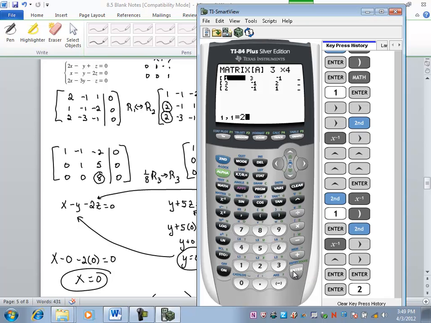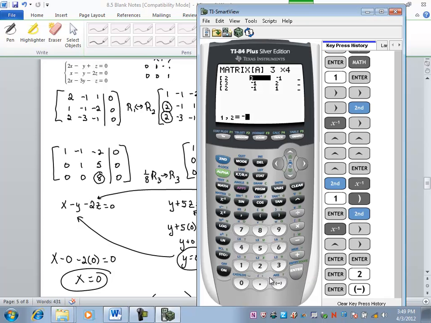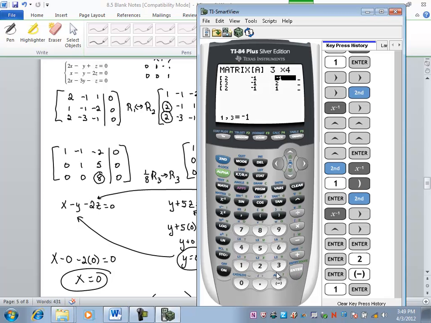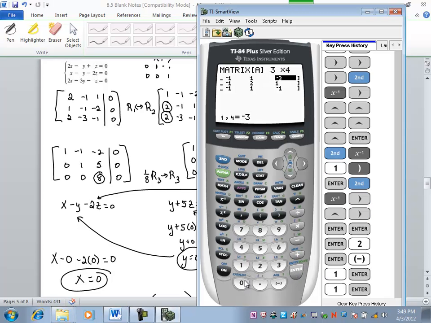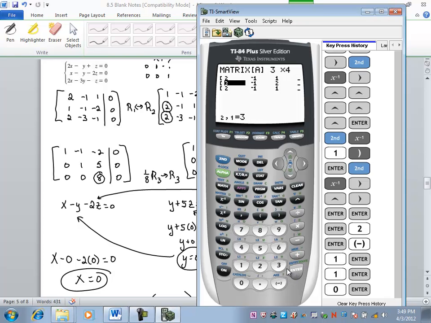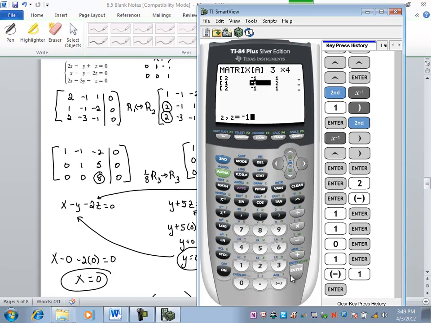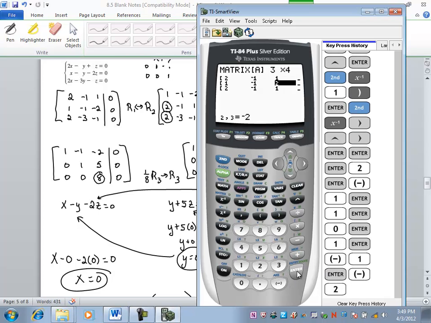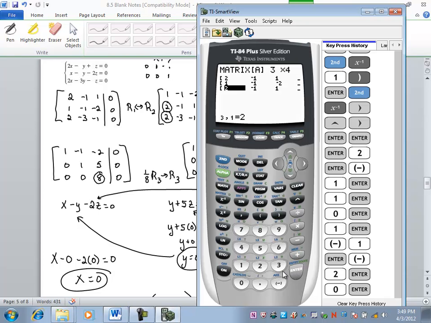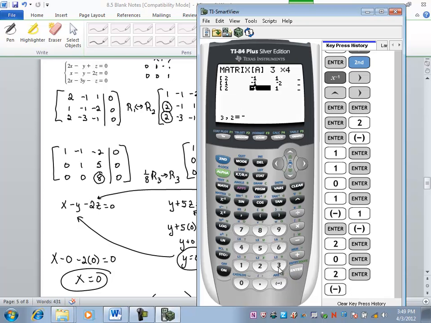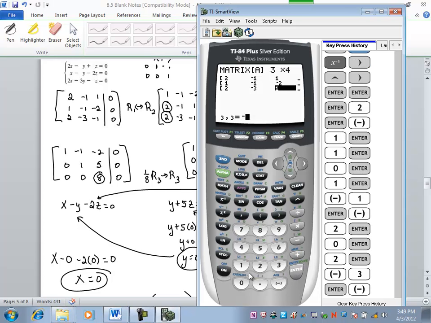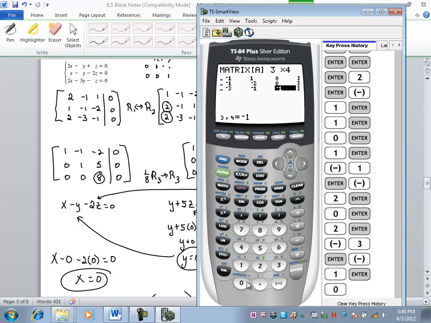We've got 2, negative 1, 1, 0, and then we've got 1, negative 1, negative 2, 0, and we've got 2, negative 3, negative 1, and 0. Alright, so we've entered our elements into matrix A.